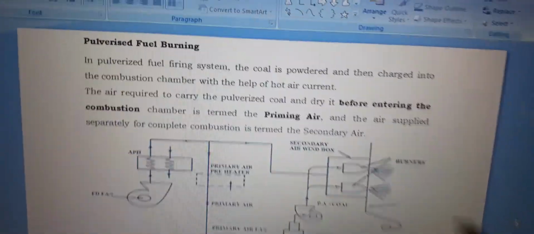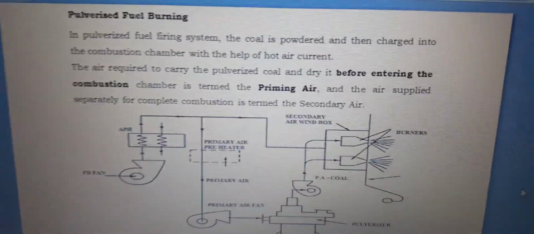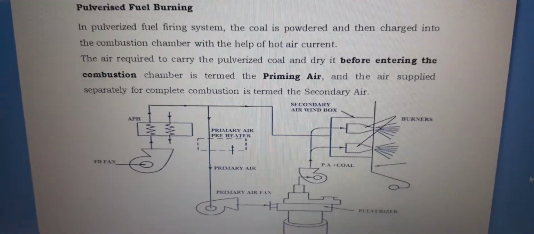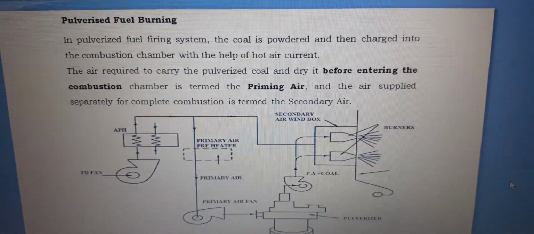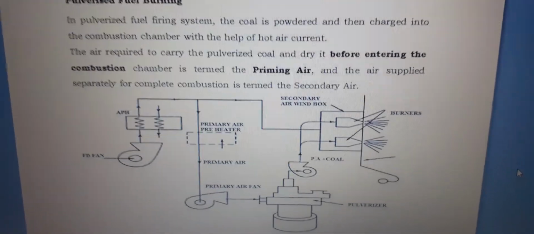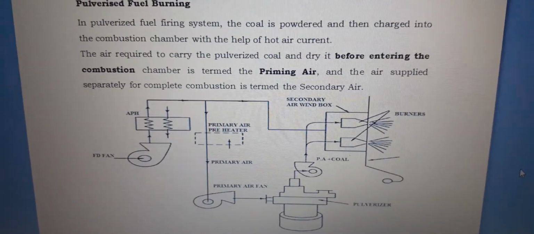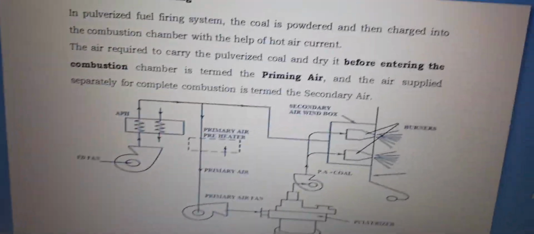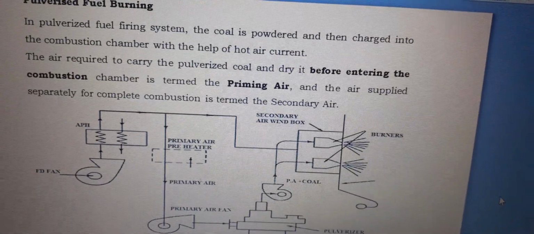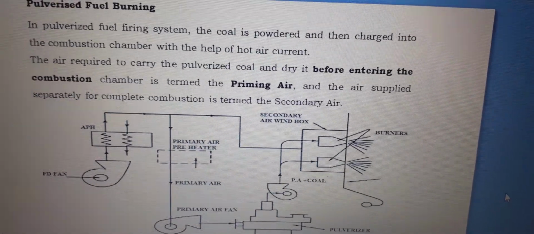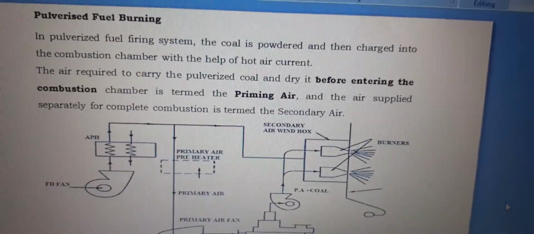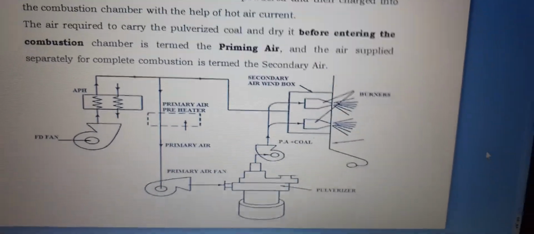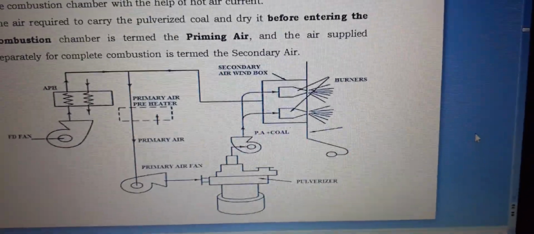And next, pulverized fuel burning. In the pulverized fuel firing system, the coal is powdered and then charged into the combustion chamber with the help of a hot air current. The air required to carry the pulverized coal and dry it before entering the combustion chamber is termed primary air.